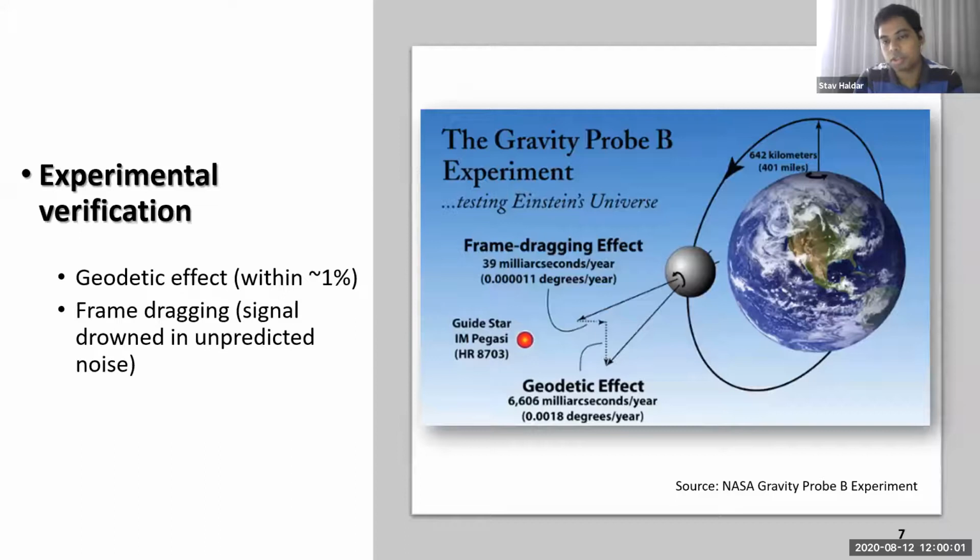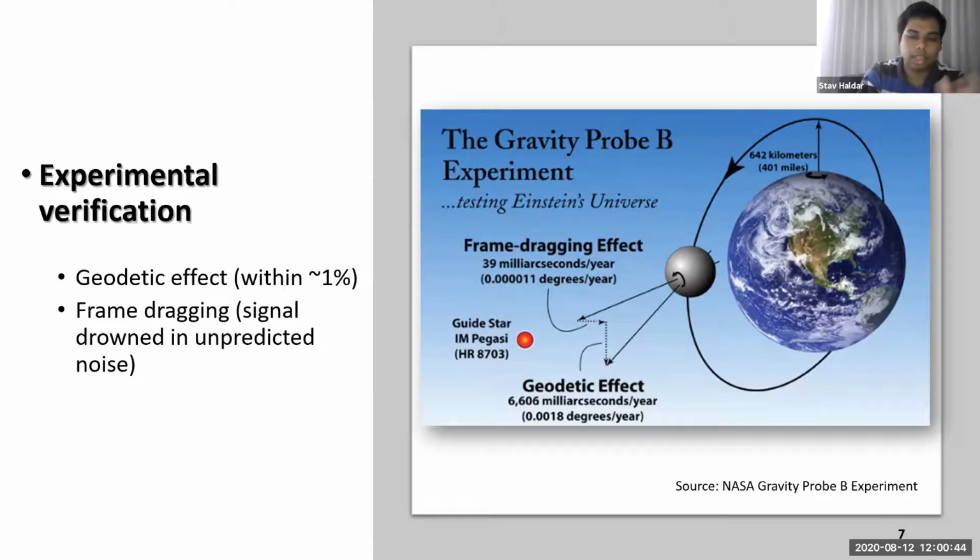Both these effects, Gravity Probe B tried to measure. With the geodetic effect, because it's a larger effect, they were able to do it within 1% accuracy. But the frame dragging effect is a much smaller effect, as you can see, just 39 milliarcseconds a year, whereas the geodetic effect is still measurable in degrees, although it's a thousandth of a degree. It can be measured, whereas the frame dragging measurement just faded away in the noise. So people could not verify that, but the geodetic effect was definitely verified.